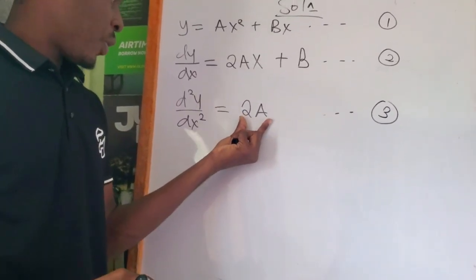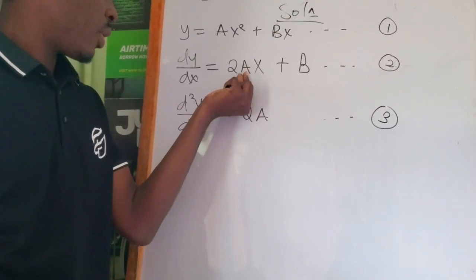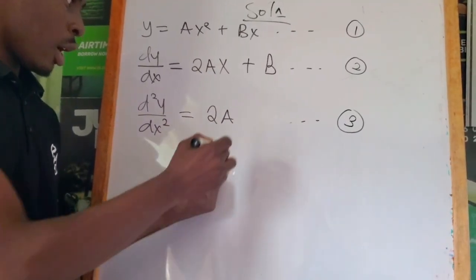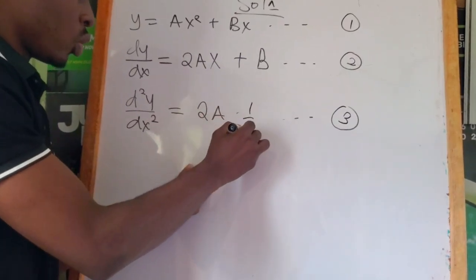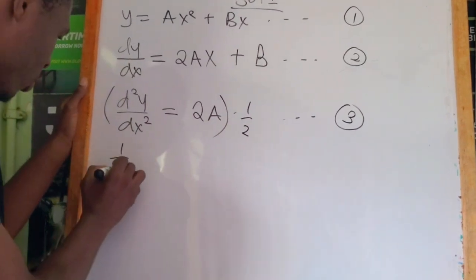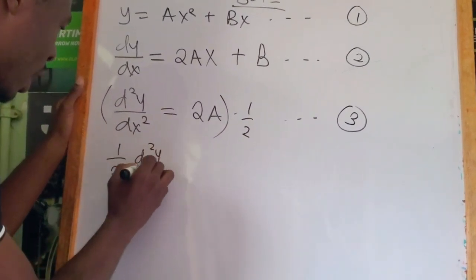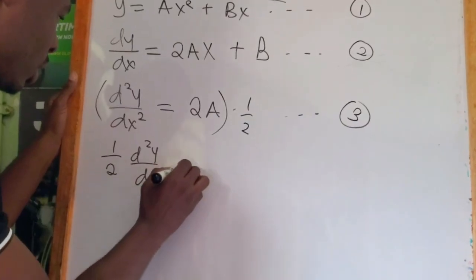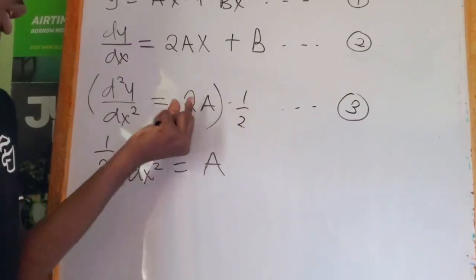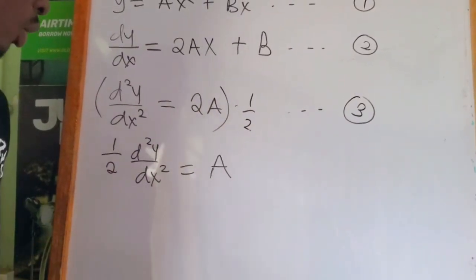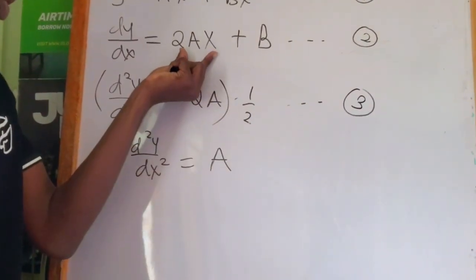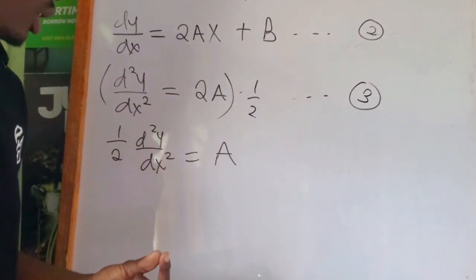Now, we have to find the value of a, and we have to find the value of b, right? So what do we do? From here, we can find the value of a by multiplying 1 over 2 to both sides of this equation. If we do that, you get 1 over 2 d2y/dx squared is equal to a, because 2 times 1 over 2 will give you 1. So now that we found the value of a, we have to put it in equation 2 to find the value of b. Let's do that.